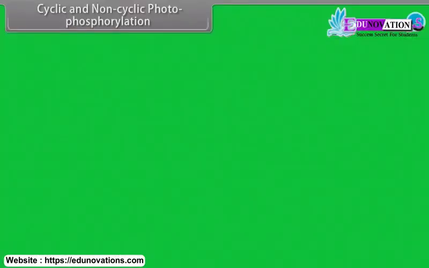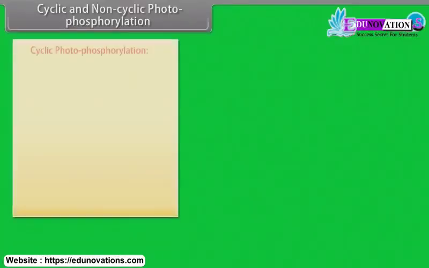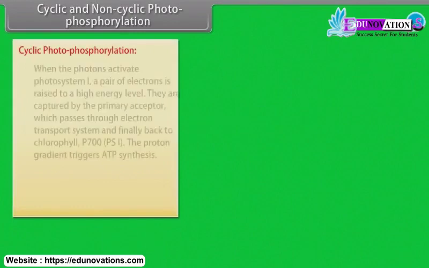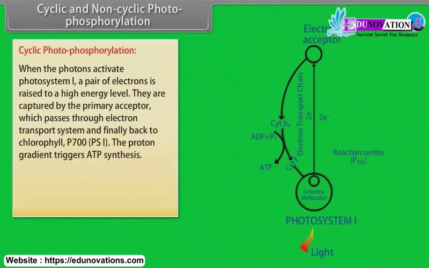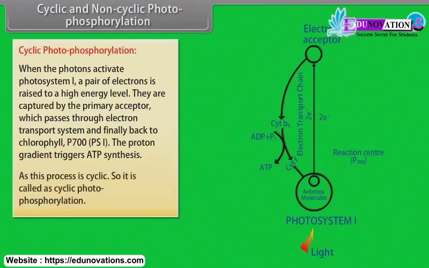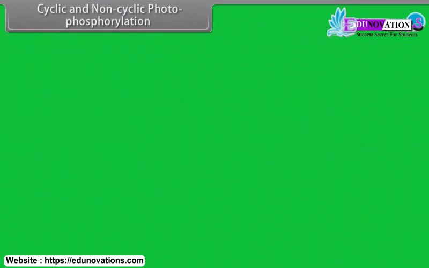Cyclic and non-cyclic photophosphorylation. Cyclic photophosphorylation. When the photons activate photosystem 1, a pair of electrons is raised to a high energy level. They are captured by the primary acceptor, which passes through the electron transport system and finally back to chlorophyll P700 or PS1. The proton gradient triggers ATP synthesis. As this process is cyclic, it is called cyclic photophosphorylation.